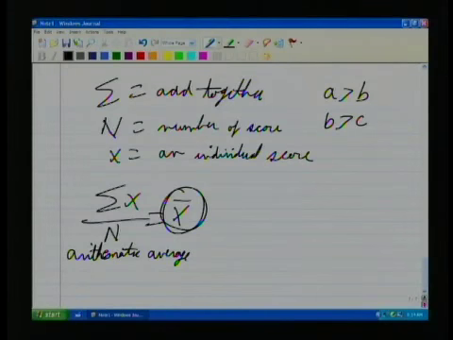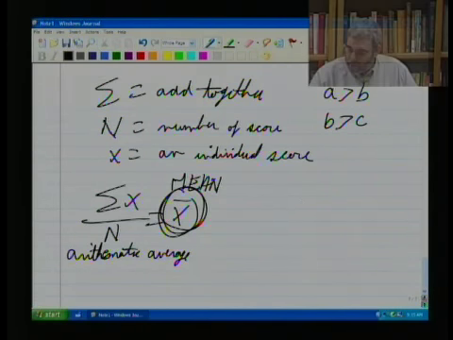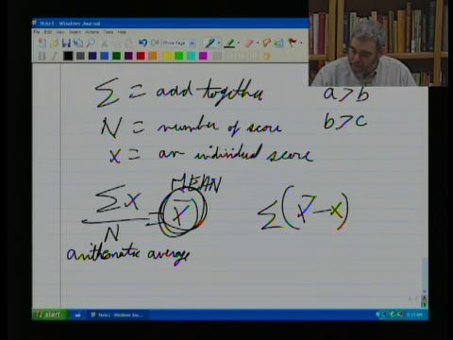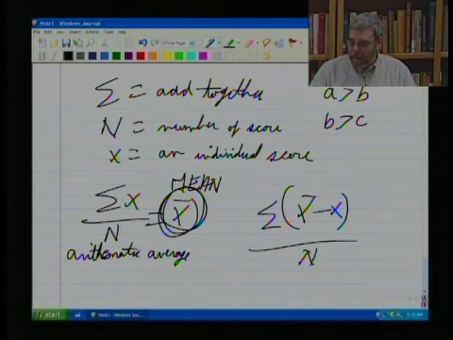So this is called a mean. The reason it is called a mean is because there are other kinds of averages, not just arithmetic averages. And that's what a standard deviation is. What they said is, look, let's take every score and subtract it from the mean, and then take the average of that. Okay?